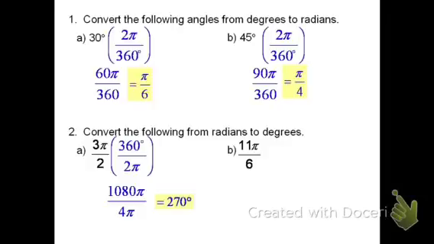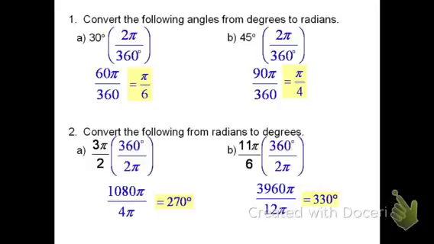So for this problem, we're taking that 11 pi over 6, and we want to cancel the pi. To convert it to degrees, we're going to pick the 360 over 2 pi. 11 times 360 is 3,960. We still have a pi. 6 times 2 is 12, and again, we still have a pi. Now the pi's are going to cancel, and the 3,960 divided by 12 is 330 degrees.